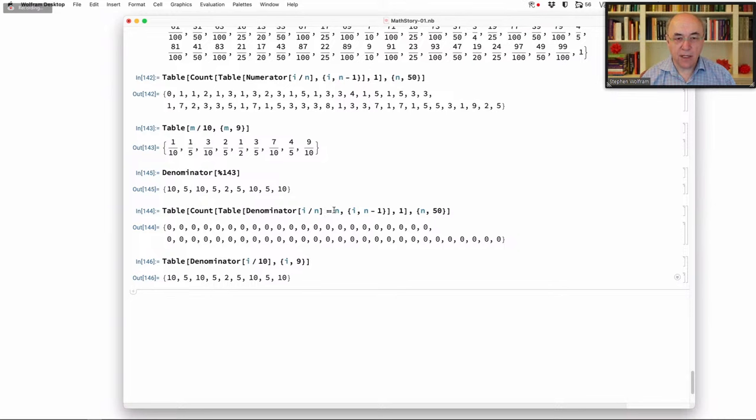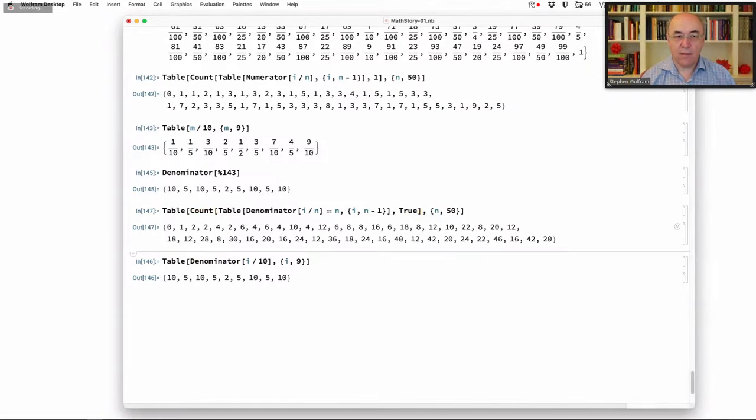Oh, silly me. What I'm doing wrong is I'm counting the number of ones. I need to count the number of times that it's true that that's equal to one. Okay, so there we go. So this is now the number of fractions that don't reduce to lowest terms. So there's 1/2, there's 1/3 and 2/3, there's 1/4 and 3/4 there. We could just select for which of these is it true, and give the list of numerators. But anyway, this is the number of fractions with denominator n that just stay with denominator n. They're not reducible.